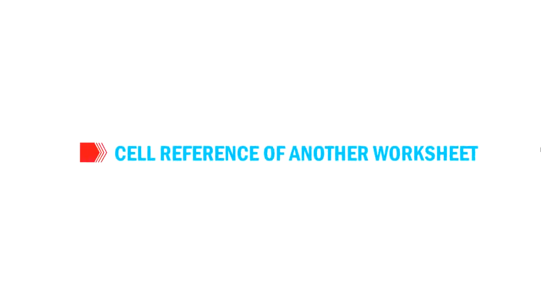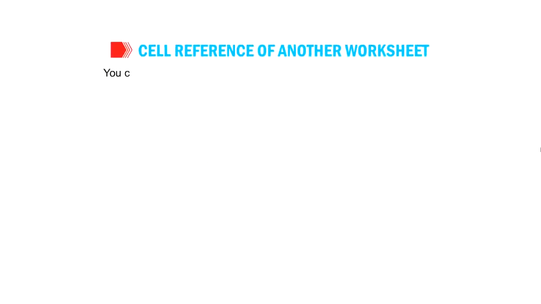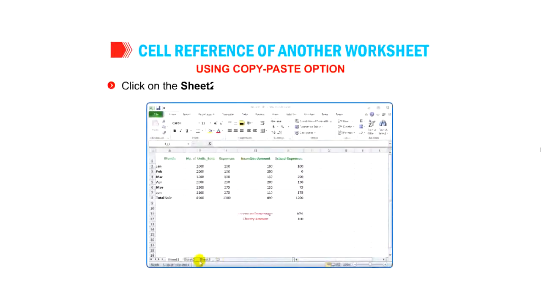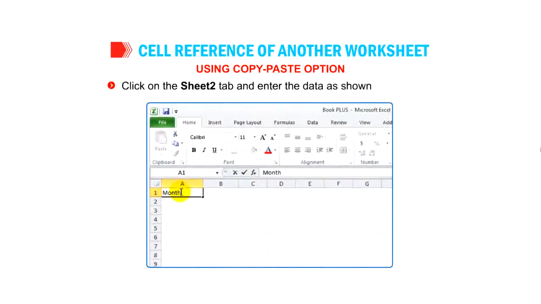Let us now find out how to use the cell reference of another worksheet. You can use the cell reference of one worksheet in another worksheet. This can be done in two ways. The first is by using the copy-paste option. Click on the Sheet 2 tab and enter the data as shown in the figure.